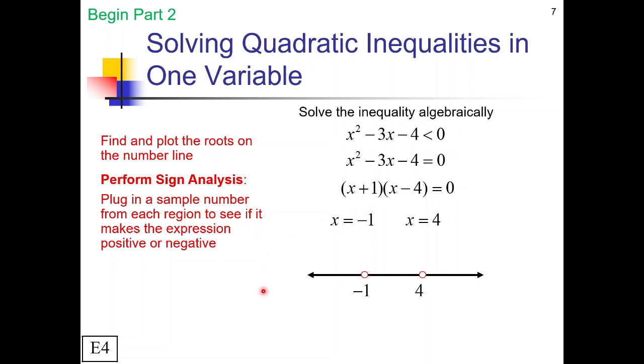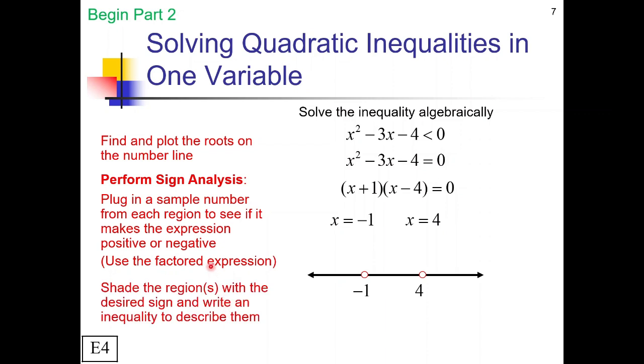Now I do recommend when you're doing this, if it's available, use a factored expression, because then when you plug in different x values, you can just quickly see, okay, am I multiplying 2 negatives, 2 positives, a negative and a positive? So that makes your sign analysis go a lot faster. So plug in some sample numbers, one sample number from each region, see if it makes this region positive or negative, and then just shade the regions that have the desired sign on them. And then write the inequality to describe that.